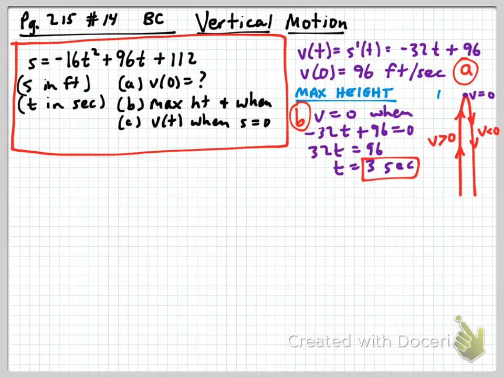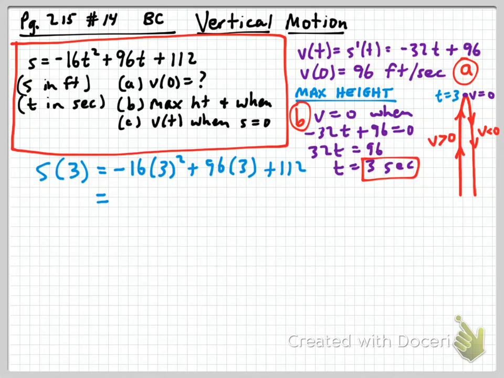Well, and then so how do we find how high the object is at that time? Well, if we want to find the position, that's what we're being asked. We're being asked to find the position when the velocity is equal to 0, and the position depends on time. So let's do a little calculation over here. At the time of 3, the position would be s of 3. And so s of 3 is negative 16 times 3 squared plus 96 times 3 plus 112.